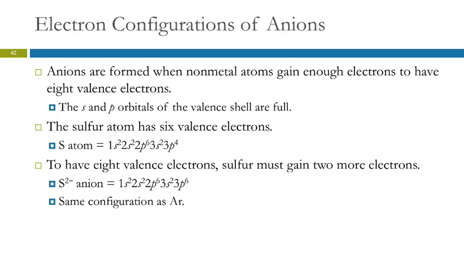So this is all of that in words, basically. Anions are formed when a nonmetal gains enough electrons to have 8 valence electrons. So looking at sulfur, here's the electron configuration for sulfur. It has 6 valence electrons. It wants 8, because that's what the noble gases have. So it'll gain 2 electrons. Now we have 3p6. It's got the same electron configuration as argon. It's not an atom anymore, though. It's an S2- ion.